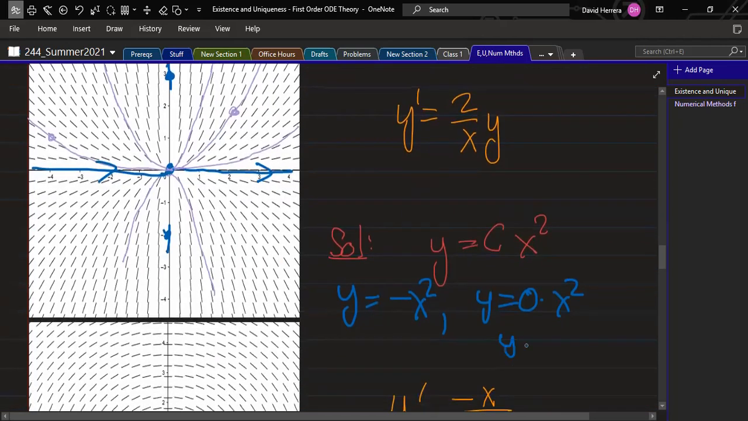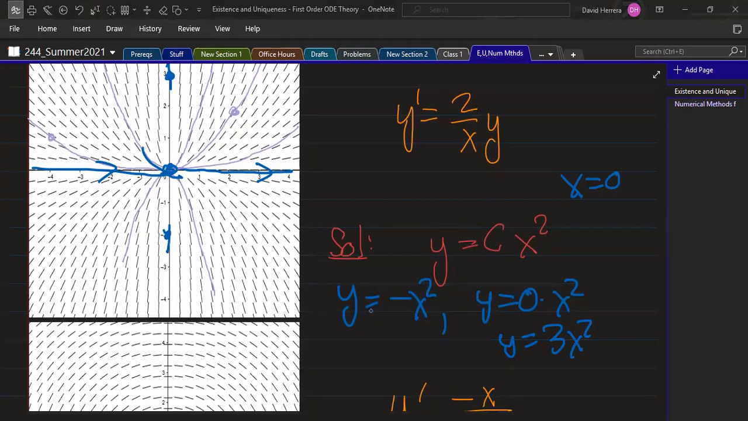You can have y is 3x squared. And when you plug in x equals 0, they're all the same. You plug 0 into here, you get 0 and 0 and 0. And so they all cross through this point, and because they have the same slopes, you can piece them together to form a solution. They're not going to be unique solutions though. So let's continue down to the next example.